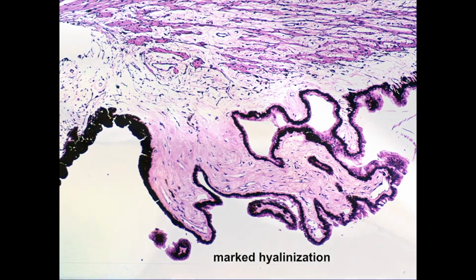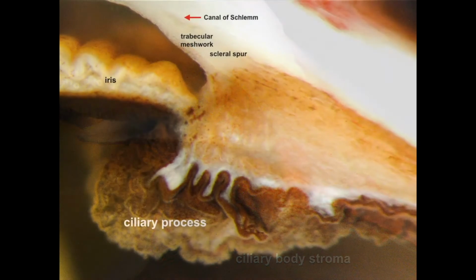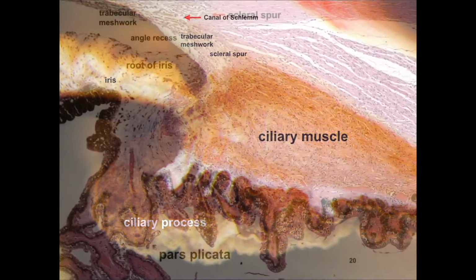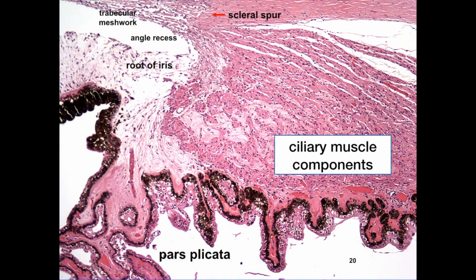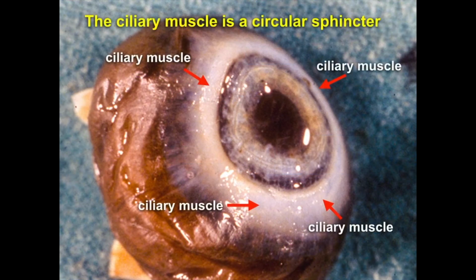In a sectioned eye, the stroma of the anterior ciliary body has a wedge or triangular configuration that is thickest beneath the anterior pars plicata and tapers in the pars plana as it nears the ora serrata. The ciliary muscle is the major component of the ciliary body stroma. The smooth muscle of the ciliary body is arranged in bundles of longitudinal, radial, and circular fibers. The ciliary muscle is a circular sphincter.